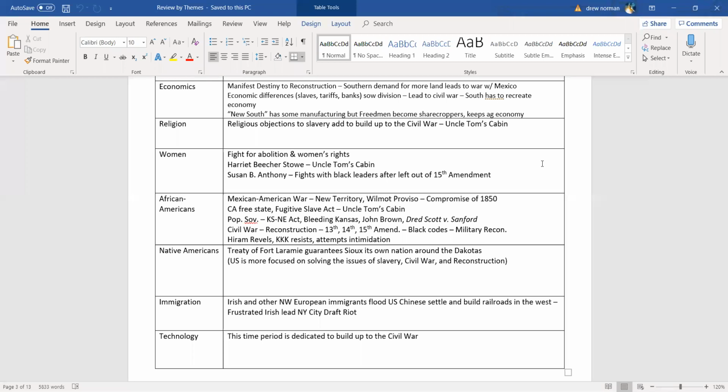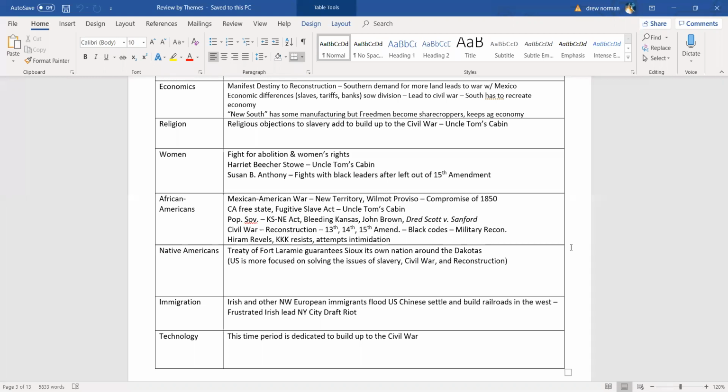Technology, this time period is dedicated to the build up to the Civil War. So whereas we could go over the Transcontinental Railroad, and we could talk about the continued expansion of the market revolution and the canals and the trains and other things, really the main focus is on the Civil War. In the next time period, we'll see the American factory system pick up, and we'll see Gilded Age businessmen explode with new ideas like Standard Oil Company, Carnegie Steel, and other things.